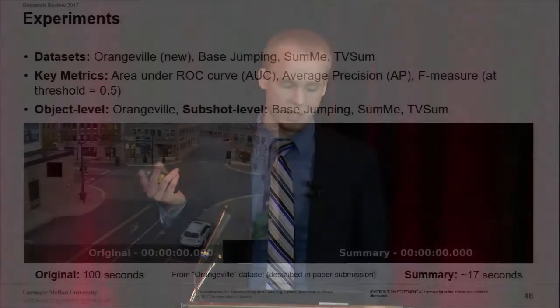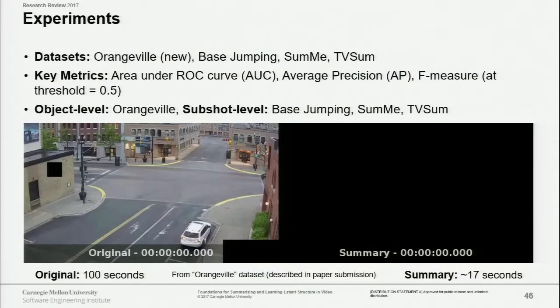Key metrics used in the field: area under the curve, average precision, F measure, using a threshold of 0.5. For the Orangeville data set, we looked at summarization on the object level. For some of the other data sets, we looked at subshot level in comparison, since those data sets did not work at object level summarization.